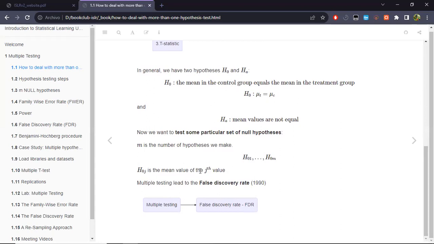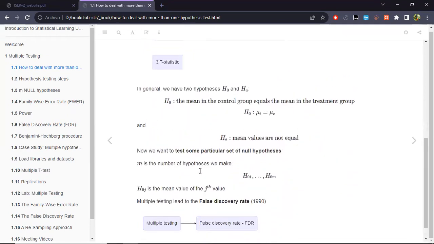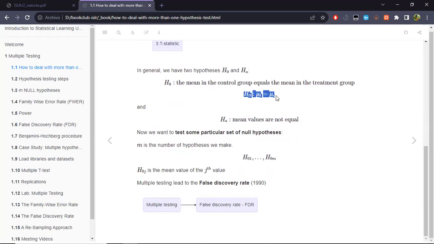So we need some way of determining how we can say, with some degree of certainty, that this hypothesis is not true.